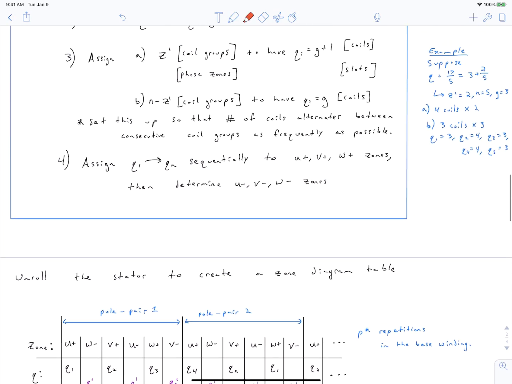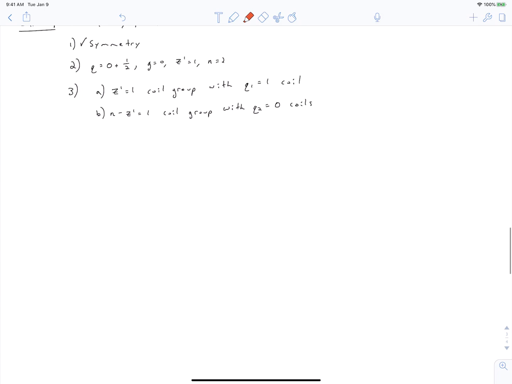I'm glossing over this step of making sure that our number of coils alternate between consecutive coil groups as frequently as possible, because we only have 2 coil groups. In this case, there's no choice here. They have to alternate between each coil group. And so therefore we get a Q1 value of 1 coil and a Q2 value of 0 coils. And so now we're going to construct this table to assign the coil groups to the slots.